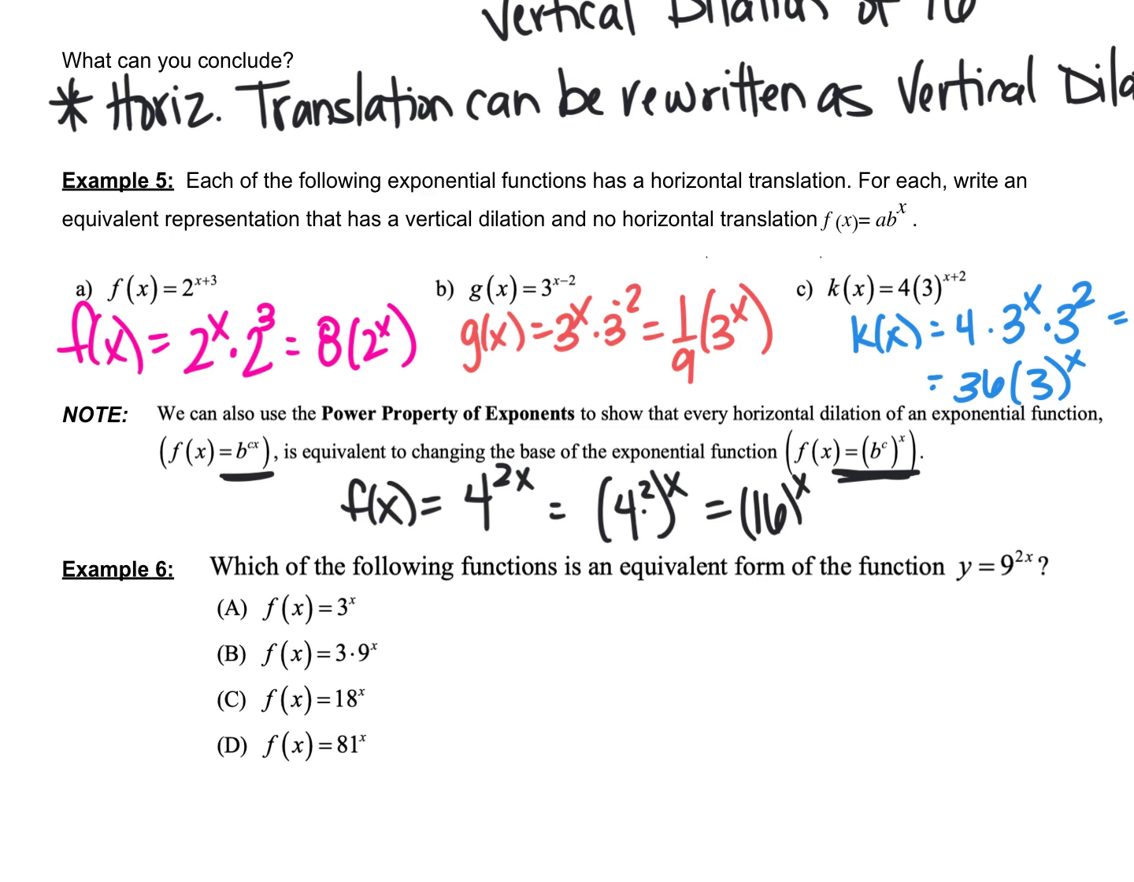Well, if I look at what I started with, 9 to the 2x, I could pop a parenthesis in there for 9 to the second and then my x. And how much is 9 to the second? 81. And so that's why this one would have to be D. Does that make sense? So that's just properties of exponents. Kind of a weird way to ask it, but properties of exponents. And then let's try one more.